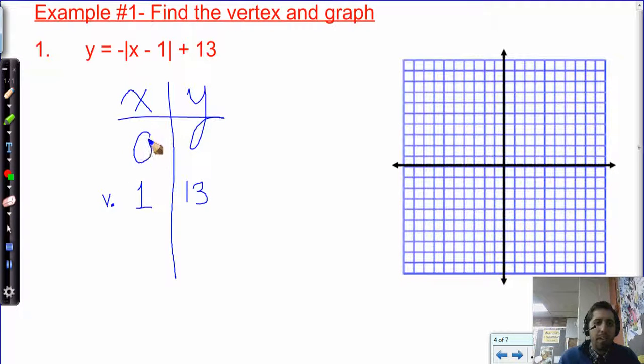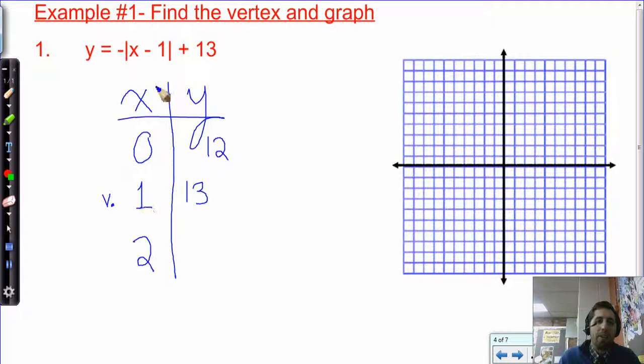So let's do that. Let's do 0 and 2. That's easy enough. So if I plug in 0, 0 minus 1 is negative 1. The absolute value of negative 1 is 1. But then the opposite of that is, again, negative 1. Negative 1 plus 13 is going to be 12.